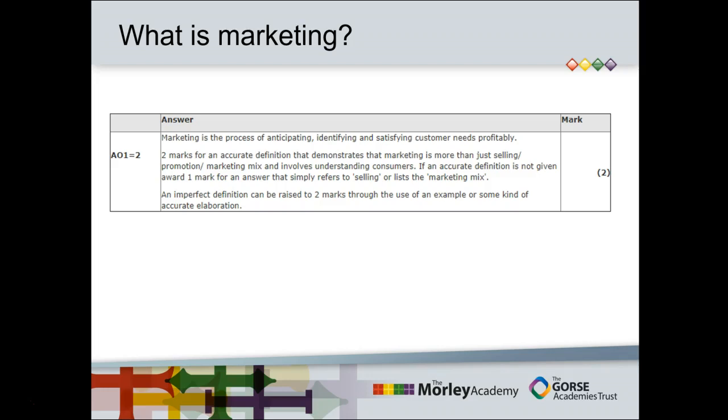Easiest way to remember. What you've got to try and avoid, if there's any definition of marketing coming up, is saying that it's selling, or that it's the marketing mix, or it's advertising. That's inaccurate. It's about finding out what the customers want, identifying potential needs, and then meeting those customer needs. That's marketing.